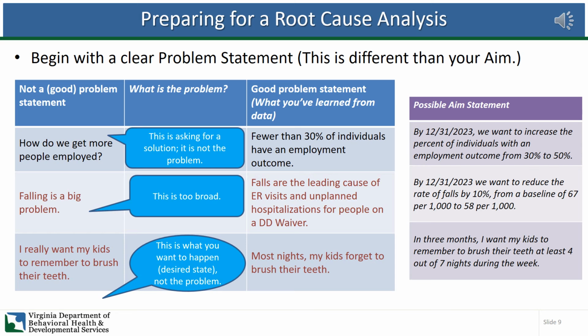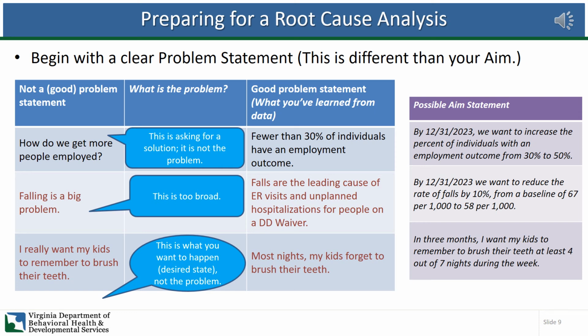For example, the question, how do we get more people employed? This is not a good problem statement because it's asking for the solution. It is not the problem. A better problem statement is, fewer than 30% of individuals have an employment outcome. The next statement here, falling is a big problem, is not a good problem statement because it is too broad. It doesn't give you enough details. A better problem statement is, falls are the leading cause of emergency room visits and unplanned hospitalizations for people on a DD waiver.